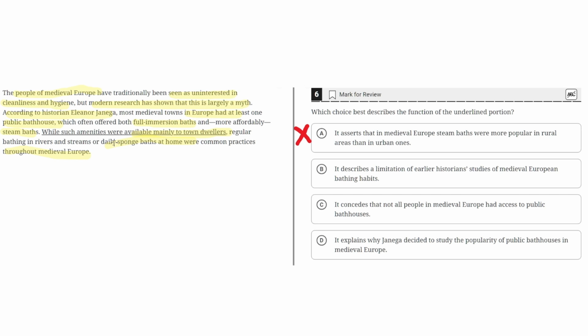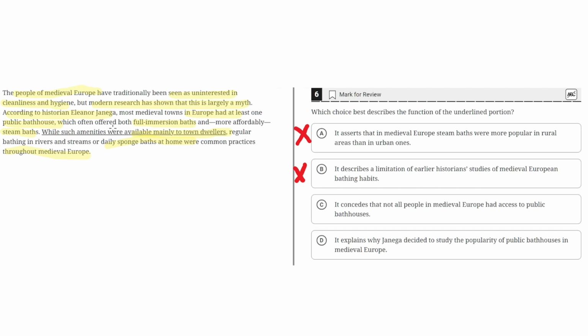B describes a limitation of early historians' studies of medieval European bathing habits. This is incorrect because the underlined portion doesn't discuss other historians' studies. It only focuses on how the public bathhouse was available mostly to town dwellers, not to people in rural areas. So B is incorrect.